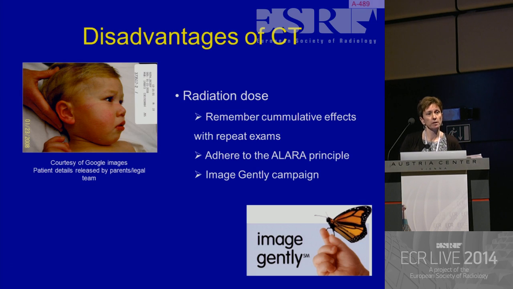Disadvantages are radiation, radiation, and radiation. The case here, this is radiation burns in a 2-year-old boy. Admittedly, it's not his abdomen. It's on the web, so the parents have given permission for this image to be released. This is the Raven Knickerbocker case that came from California. This was a child who had 150 CT exams of his cervical spine over a 2-hour period, for something that in the UK he wouldn't have had a CT for anyway, and he got radiation burns.